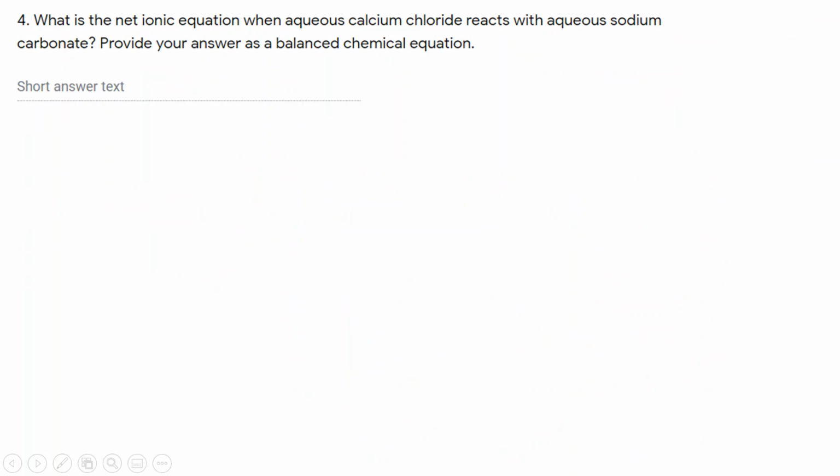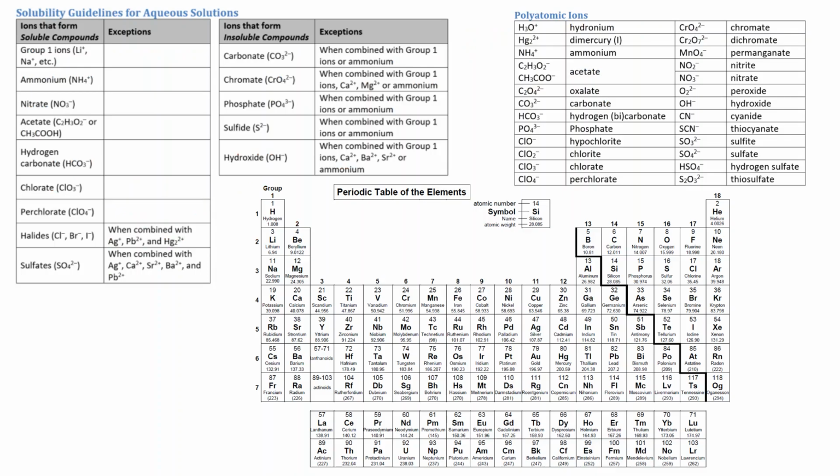What is the net ionic equation when calcium chloride? So calcium is going to be +2 because it's in the second column on the periodic table, and chloride is -1. So I'm going to need 2 chlorines to balance out my charges. And this is reacting with aqueous sodium carbonate. So sodium is Na with a +1 charge. Carbonate is the polyatomic ion CO3 -2.